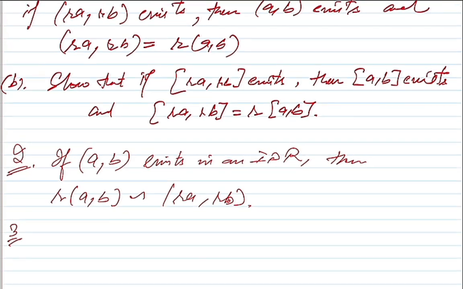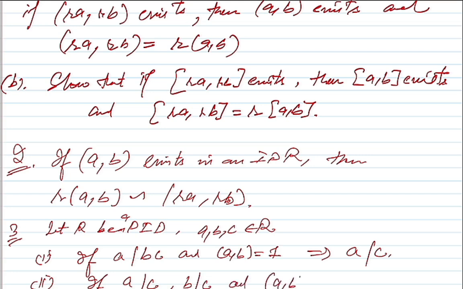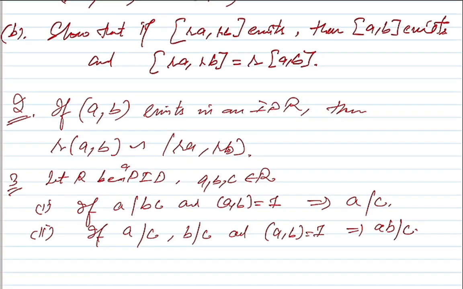And the third and last exercise for you is: let R be a PID and choose three elements A, B, C from R. First, if A divides BC and the GCD of A, B is 1, then A divides C. Second, if A divides C and B divides C and the GCD of A, B is 1, then the product AB divides C. So these are the exercises you should do by taking the help of a book. Alright?